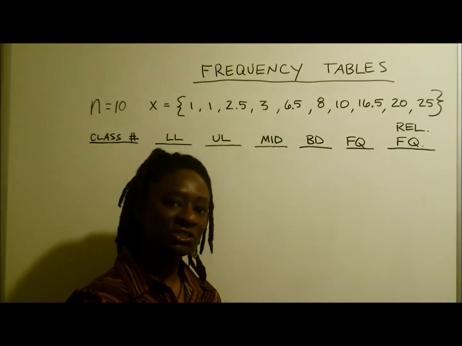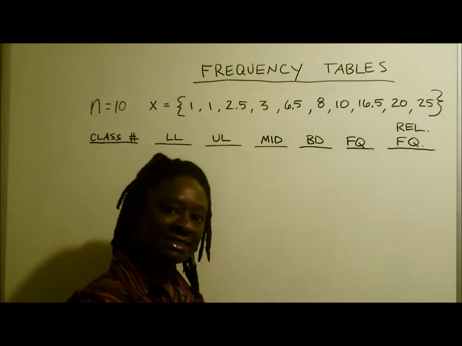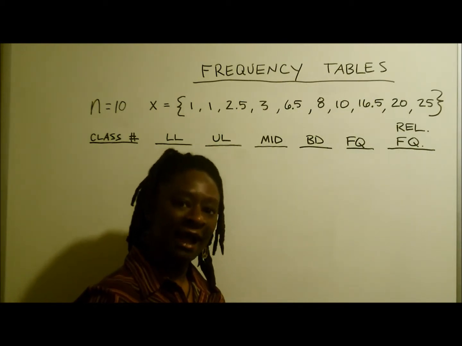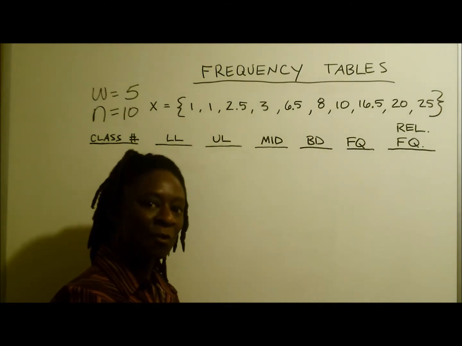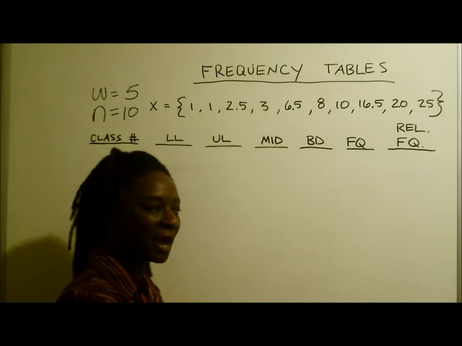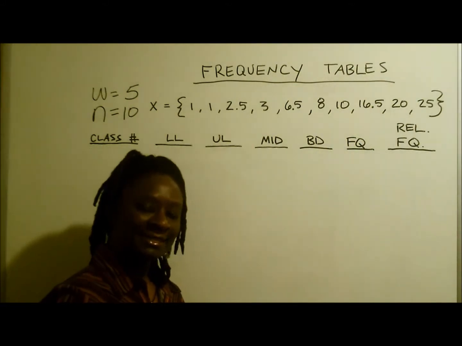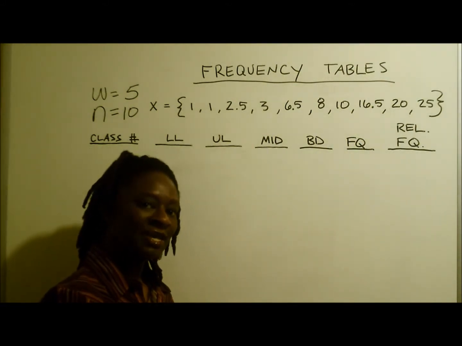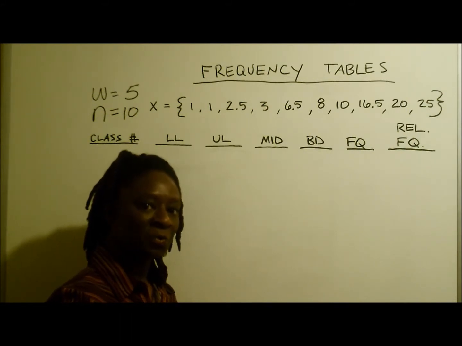The next thing we need to do is establish a width. Looking at my data, I think a width of 5 will set us just right. So now we can find our lower limits. Our lower limits are usually set with the minimum number in our data set. But this is not always the case. We can also start with 0. But I'm going to go ahead and start with 1.